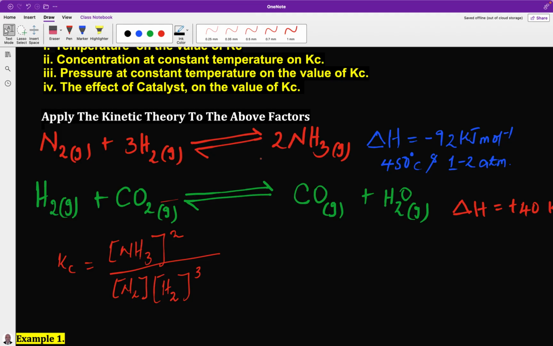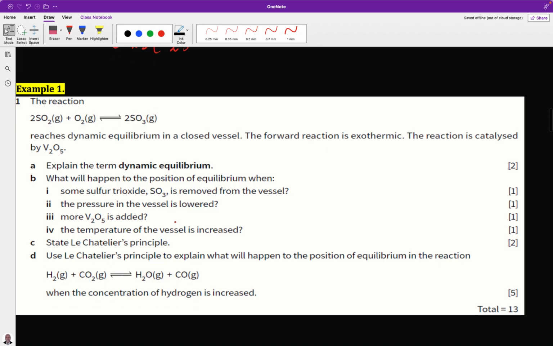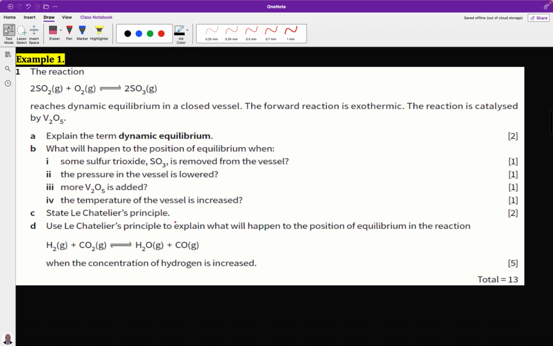We are going to answer a few questions regarding this section. By answering those questions, it will help us to better understand it. Let's go to the first example. The first example here is question number 1.